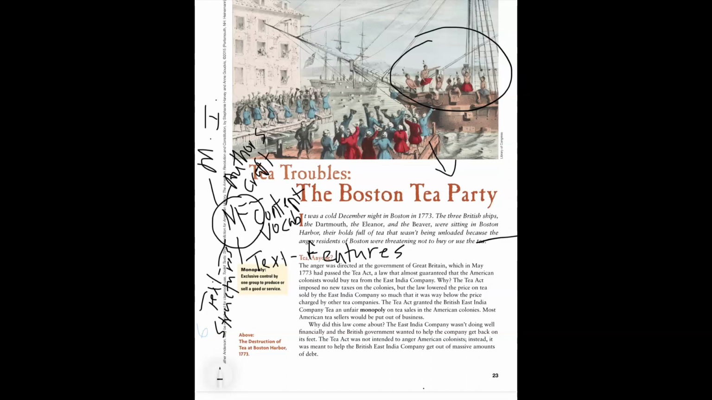Tea Troubles, the Boston Tea Party. It was a cold December night in Boston in 1773. The three British ships, the Dartmouth, the Eleanor, and the Beaver, were sitting in Boston Harbor, their holds full of tea that wasn't being unloaded because the angry residents of Boston were threatening not to buy or use the tea.